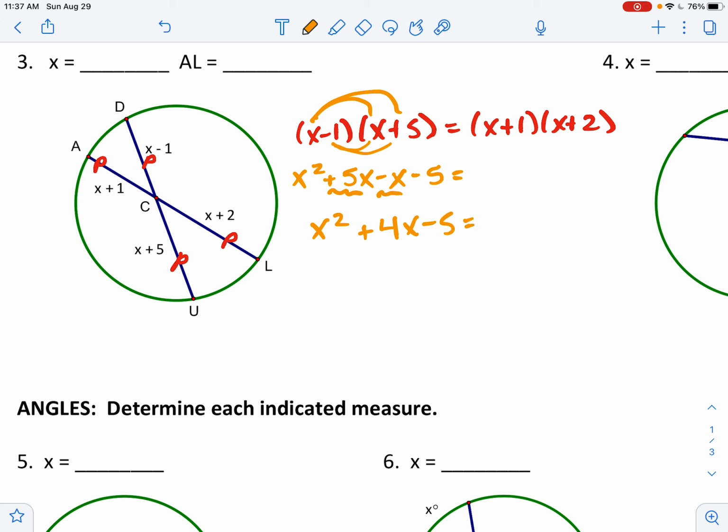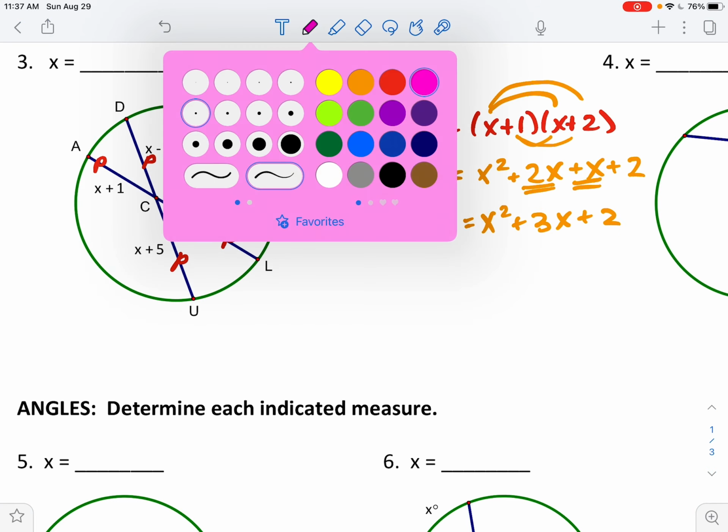On the other side, as I distribute, x times x is x squared. X times 2 is 2x. 1 times x is just 1x. And 1 times 2 is a positive 2. Again, combining like terms, I've got an x squared. 2x plus 1x is 3x. Then plus 2. All right, time to solve.